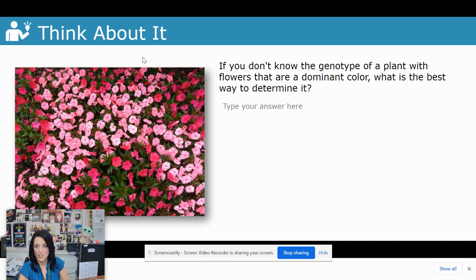If you don't know the genotype of a plant with flowers that have a dominant color, what is the best way to determine it? So think back to what we learned during our exploration stations, and what could you do if you don't know? What could you use to determine it? It's a tool that we use, and I'll give you a hint, it's a square.